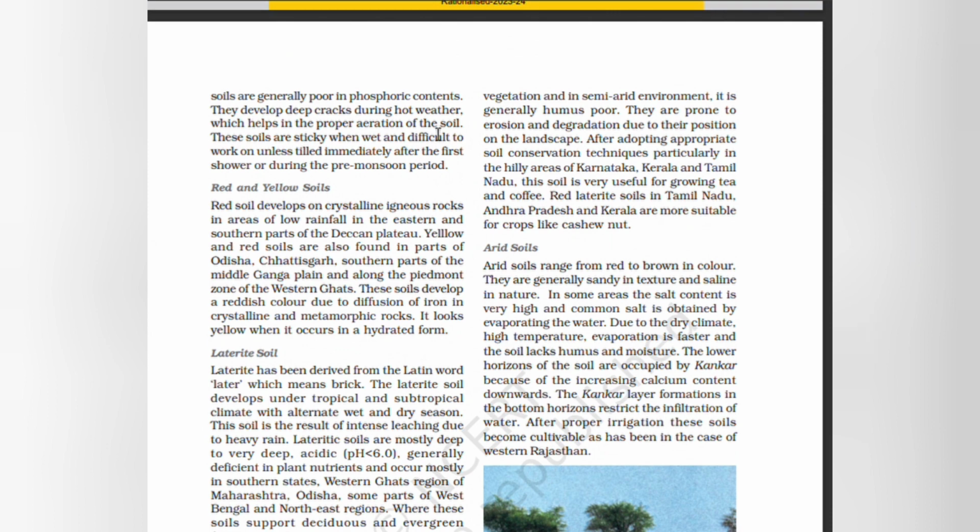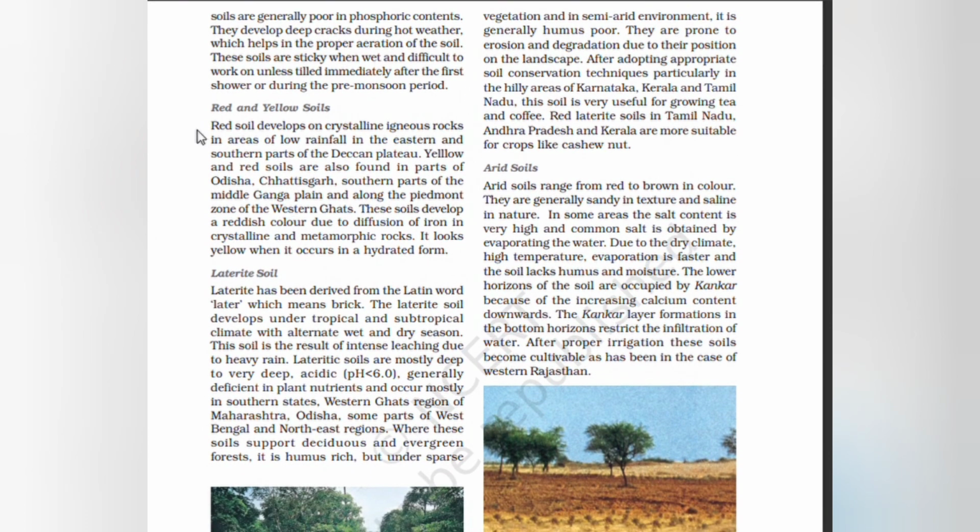The soils are sticky when wet and difficult to work on unless tilled immediately after the first shower or during the pre-monsoon period. Red and yellow soils. Red soil develops on crystalline igneous rocks in areas in the eastern and the southern parts of the Deccan Plateau. Yellow and red soils are also found in parts of Odisha, Chhattisgarh, the southern part of the middle Ganga plain, and along the Piedmont zone of the Western Ghats.